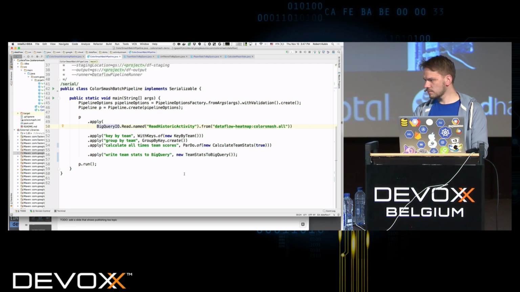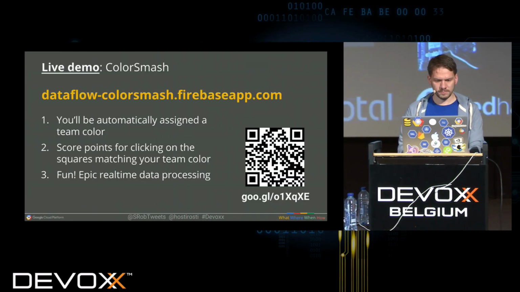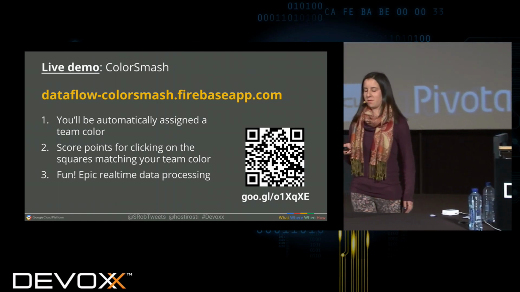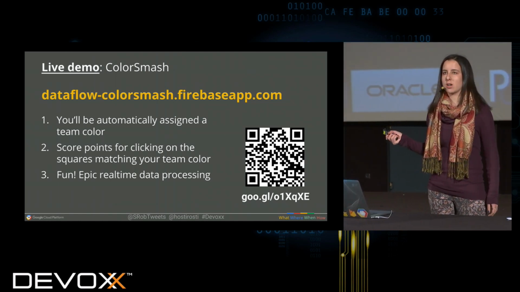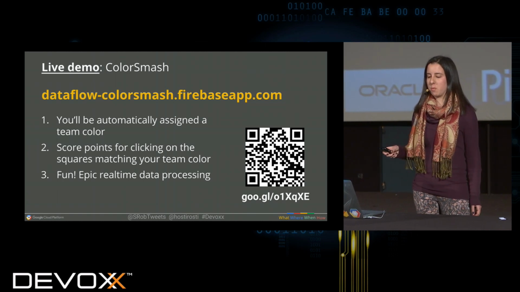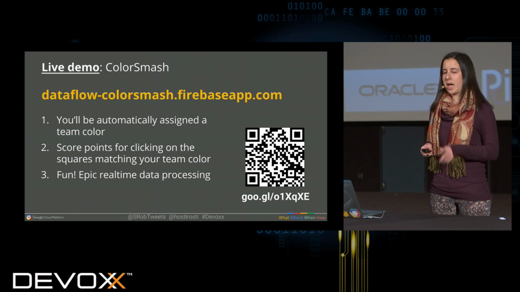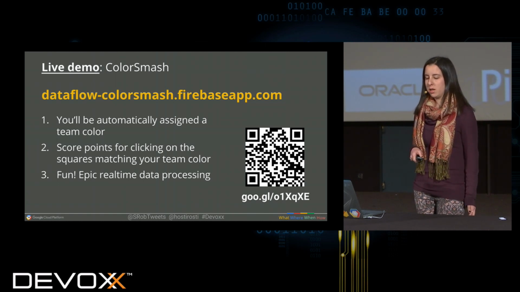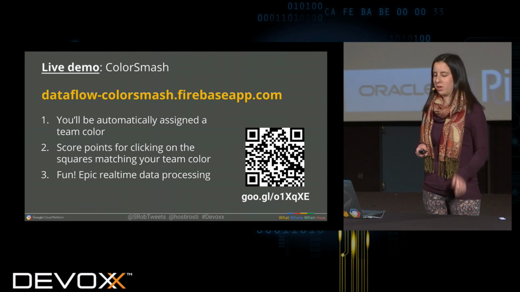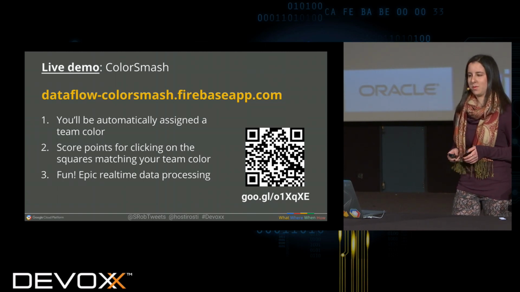All right. So let's play a game. It'd be awesome if all of you went to this URL, dataflow-colorsmash.firebaseapp.com, or you can use the QR code. And here's how the game works. Once you get to that page, you'll automatically be assigned a team color. And as the colors change, you score points for clicking on your team color. You can only click once per interval. And then we'll do some epic real-time data processing.